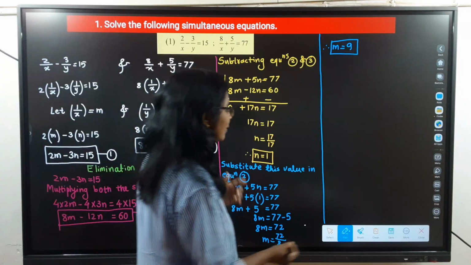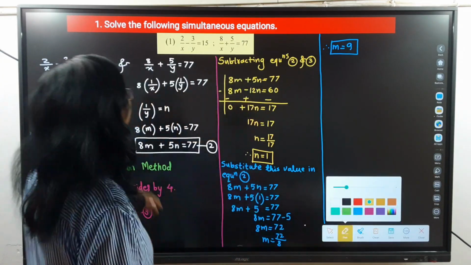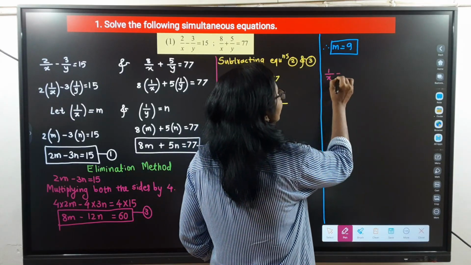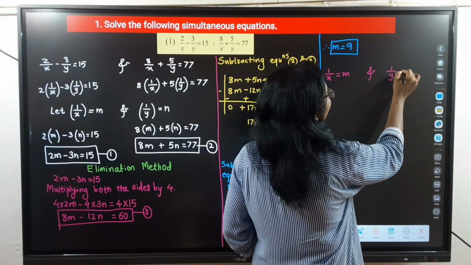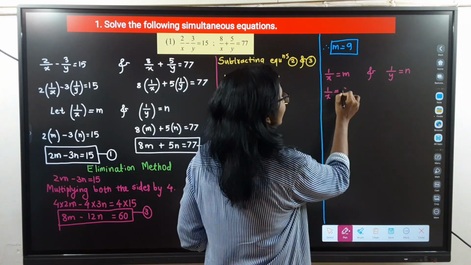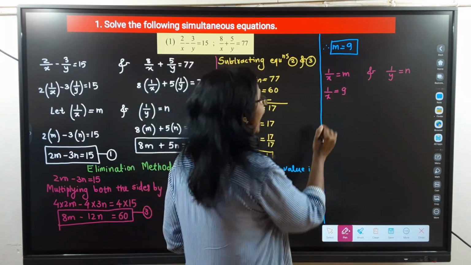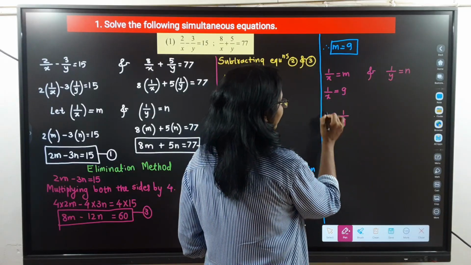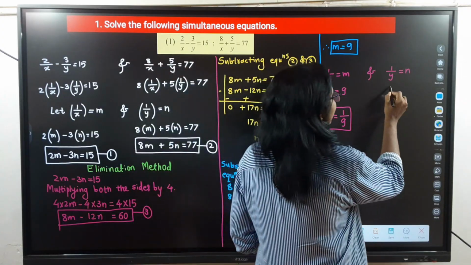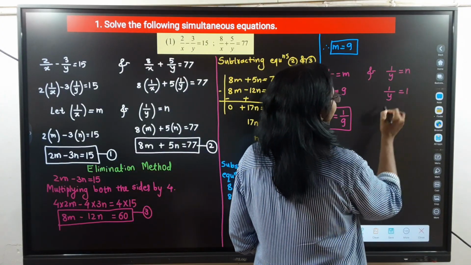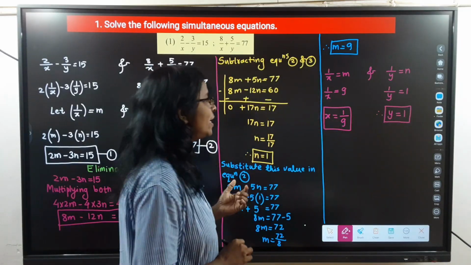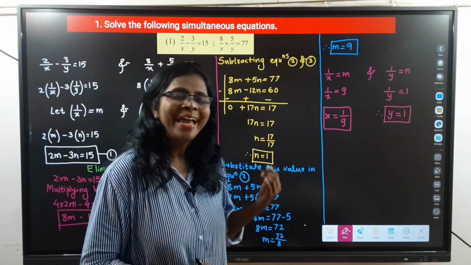So here we assume that 1/x = m and 1/y = n. That's why 1/x = 9, and so x = 1/9. Therefore, x = 1/9. And here, 1/y = n, that means 1/y = 1, and therefore y = 1. Therefore, y = 1. So now, finally, we have the answer for the variables x and y.